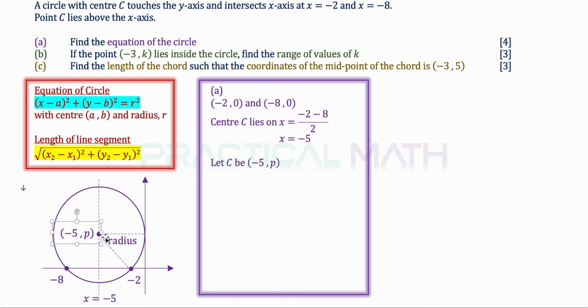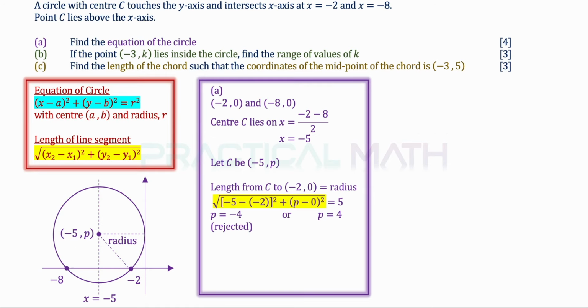The radius can also be found by having the length of the line segment between these two pairs of coordinates. The length from point C, the center, to (-2, 0) is the same as the radius. Using the formula in yellow, the square root of (-5 minus -2) squared plus (p minus 0) squared should give us the radius of 5 units. Solving for p will give us p equals -4 or p equals 4.